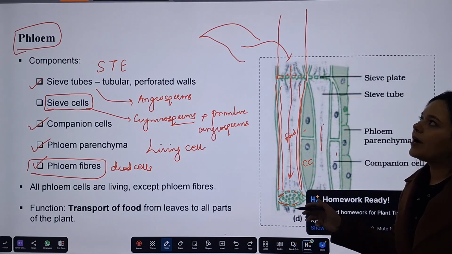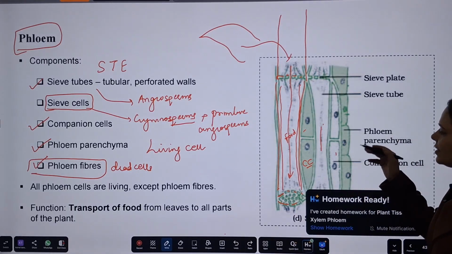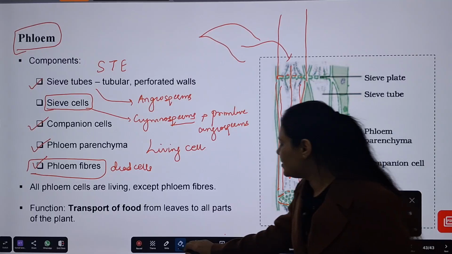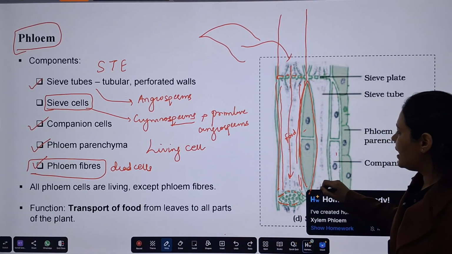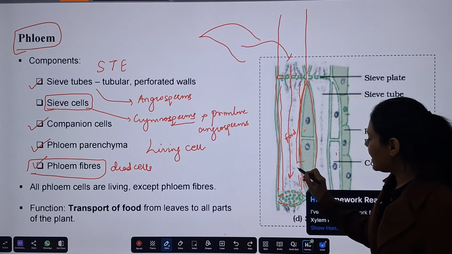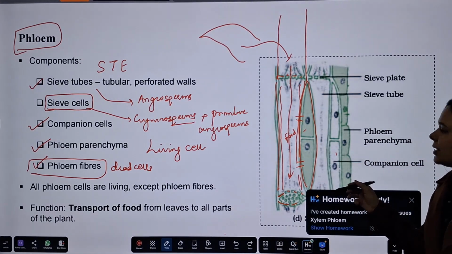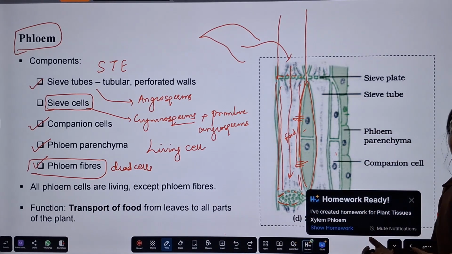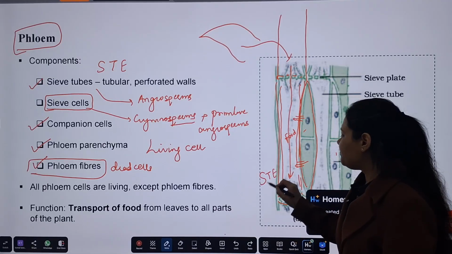The nutritional requirements of sieve tube elements are fulfilled by the companion cell, which is present adjacent to sieve tube elements. If you see the structure of companion cells, they have a lot of organelles and a nucleus, and they are present adjacent to sieve tube elements. They can transport food via plasmodesmatal connections to the sieve tube elements. They can fulfill the nutritional and energy requirements of sieve tube elements.